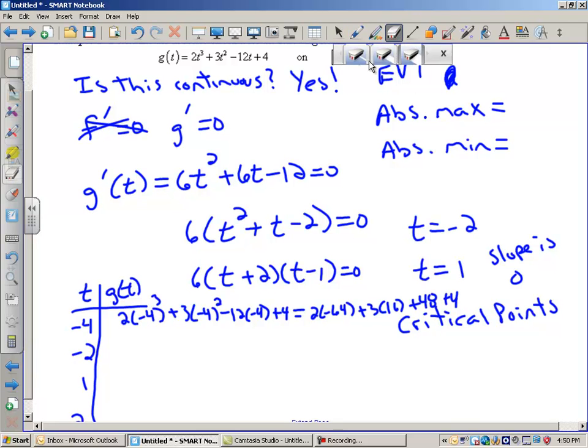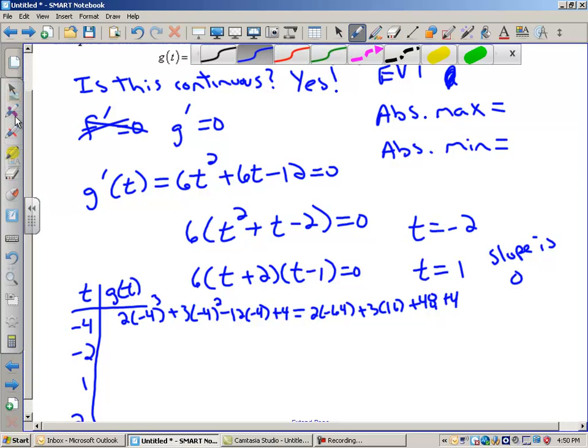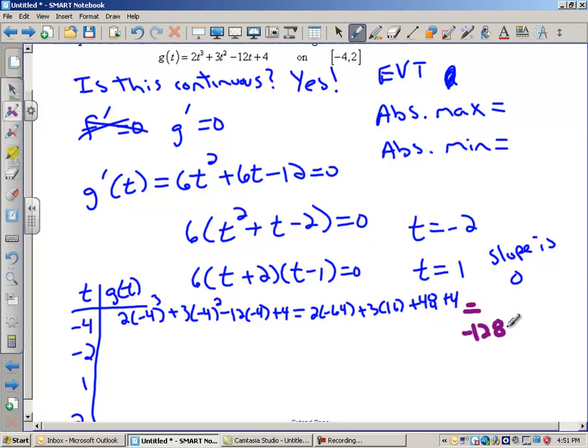Let me erase a little bit here so I can finish this math. Let's finish in purple. Okay, so that's going to be -128 plus 48 plus 48 plus 4 is plus 52. So this is -28. That's what g of -4 is.